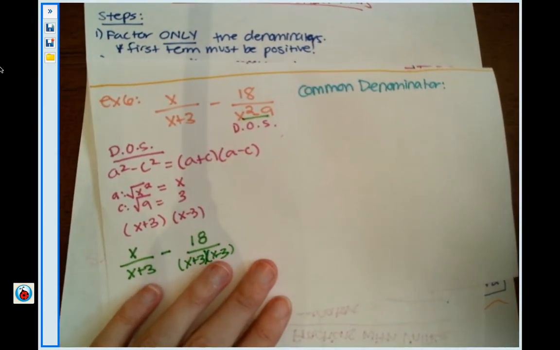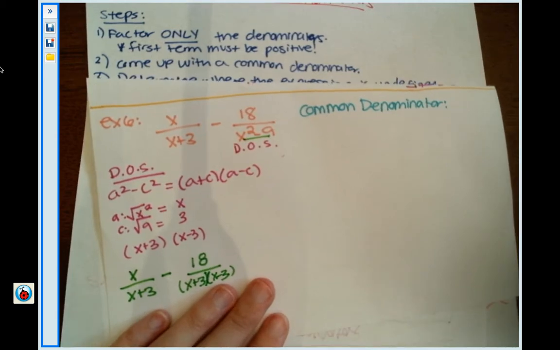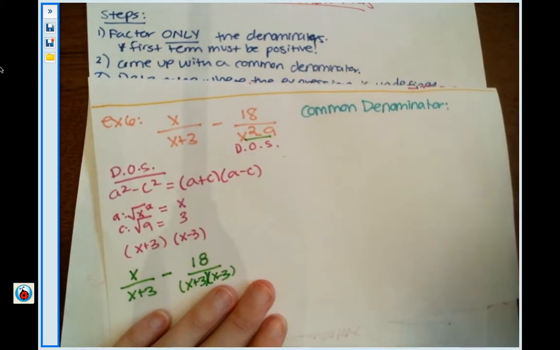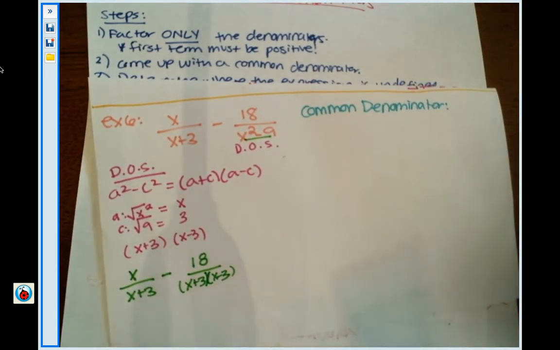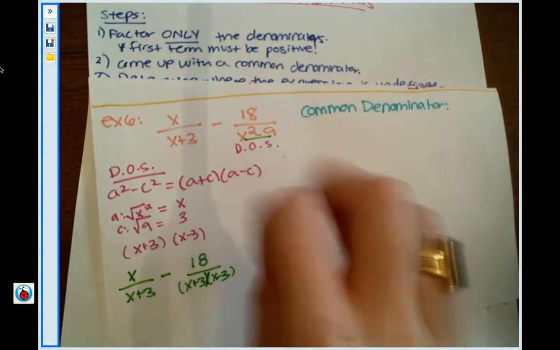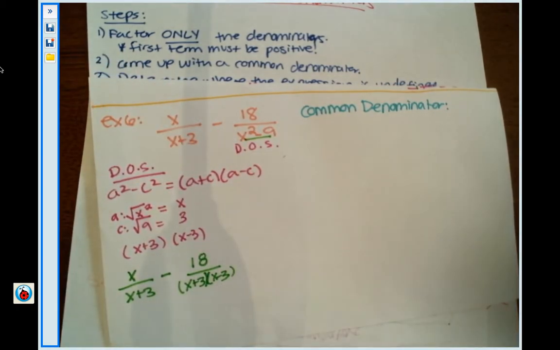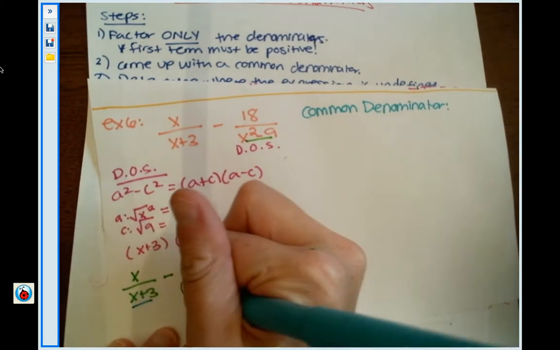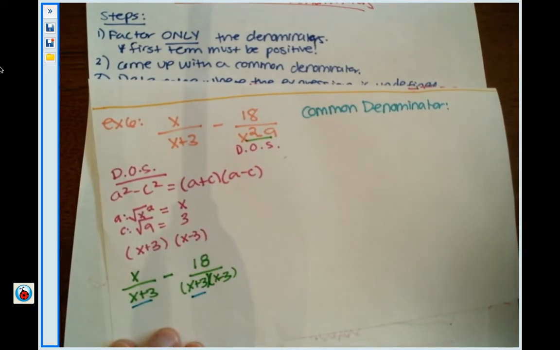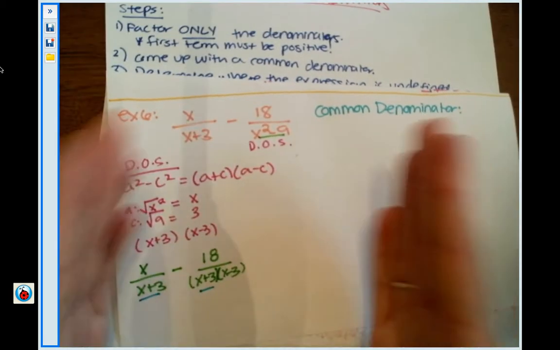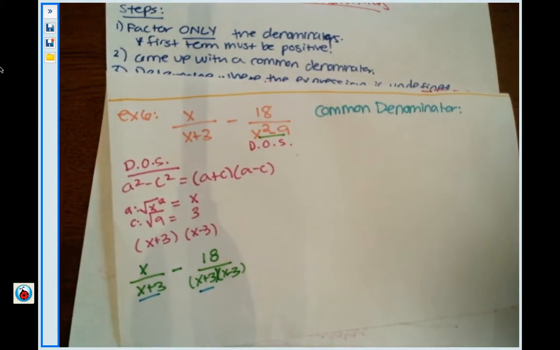Cool beans, right? Alright, so next up, come up with a common denominator. So I'm going to go back up here. So our common denominators, remember, we must grab one of each thing from our denominator that's different, and if any of them repeat, we write the one with the highest exponent. So I see an x plus 3, and I see an x plus 3. Holy hot dog, you guys, which one do I pick? I have two x plus 3s.